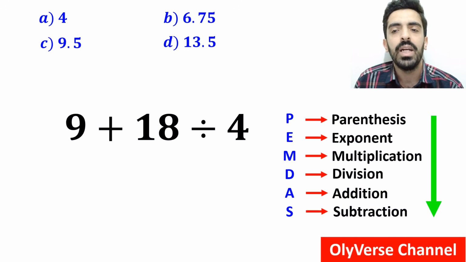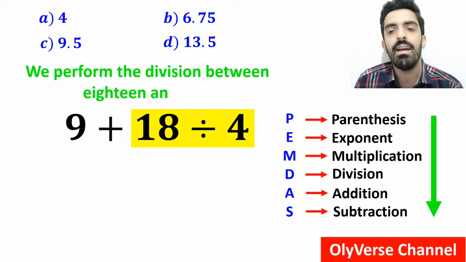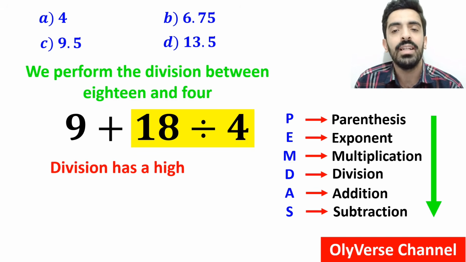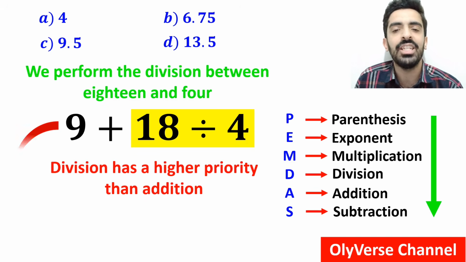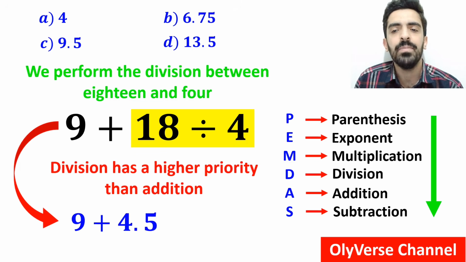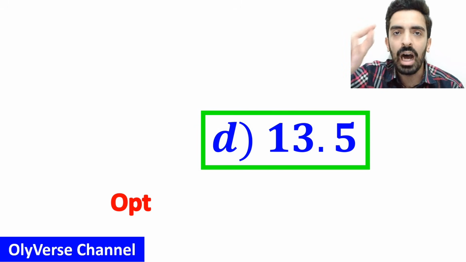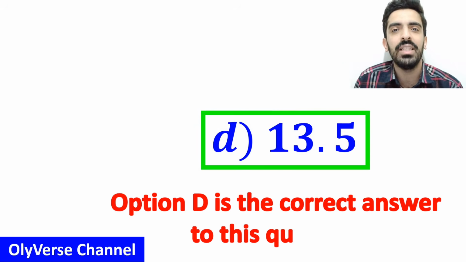And the final step, we perform the division between 18 and 4 because division has a higher priority than addition. So, this expression simplified to 9 plus 4.5, which finally gives us the answer 13.5. That's great. Option D is the correct answer to this question.